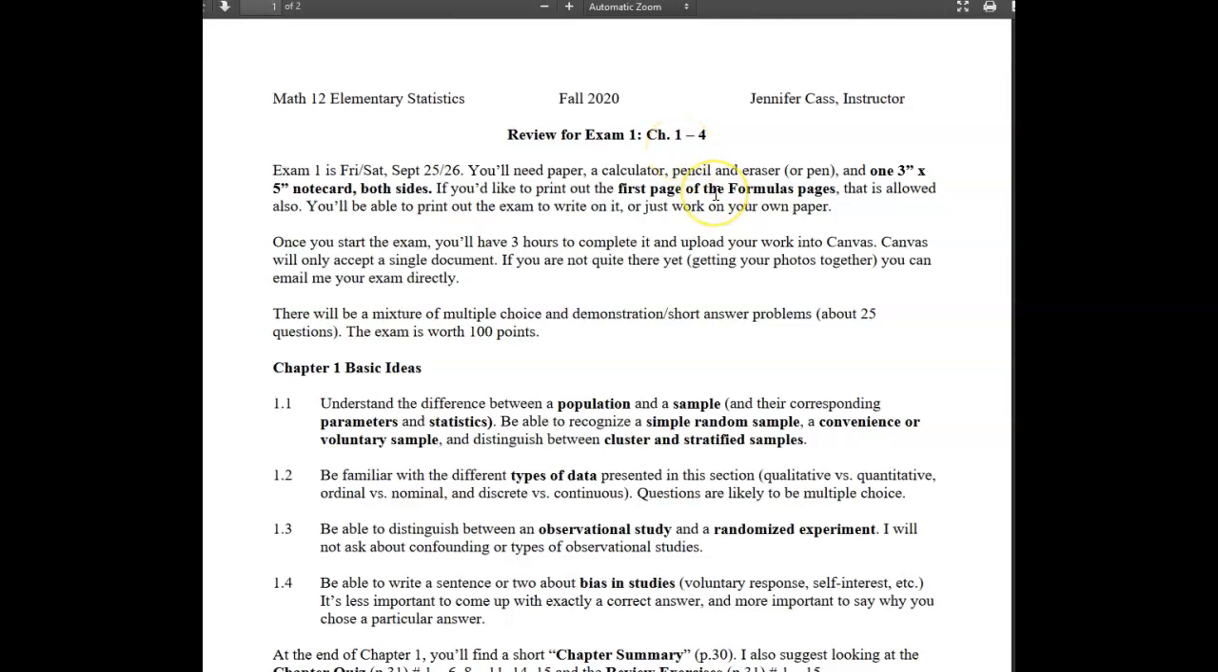Hi there. Here's a quick walkthrough of our review sheet for exam 1. It's coming up soon. It'll be available for 2 days, Friday and Saturday. And during that time, you get a 3-hour time period. You'll have to find 3 hours to work on the exam.